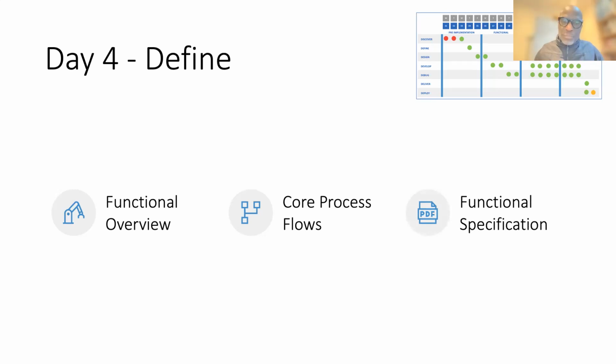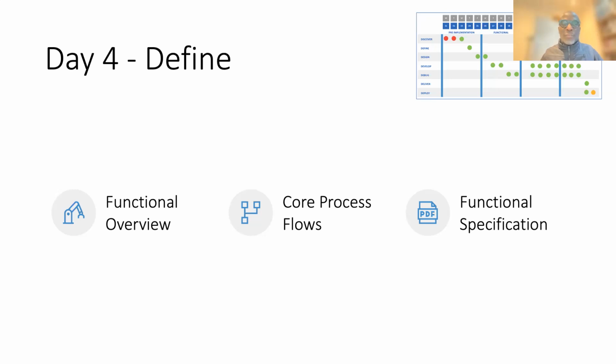So first we look at the functional overview. There are some functional specification documents that we'll have a quick look at. And then we'll go on to look at the core process flows. And then we'll finish off with the functional specification. So let me start with the core flows within the financial space. I've got a number of slides to share, and some of these slides you'll be able to also download.